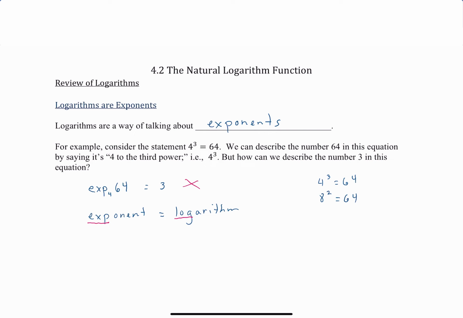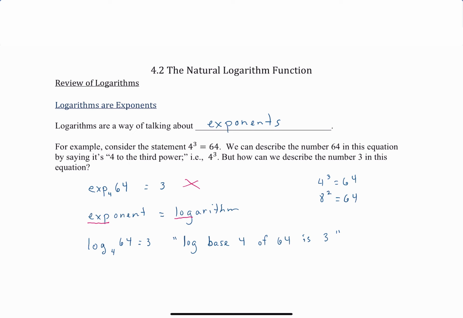So what we really would say here to describe that 3 is we'd say it's the log base 4 of 64. Again, that's read log base 4 of 64. And it means the exponent you would raise 4 to, you would raise base 4 to get 64. And of course, as we said, that number is 3. So log base 4 of 64 is 3.